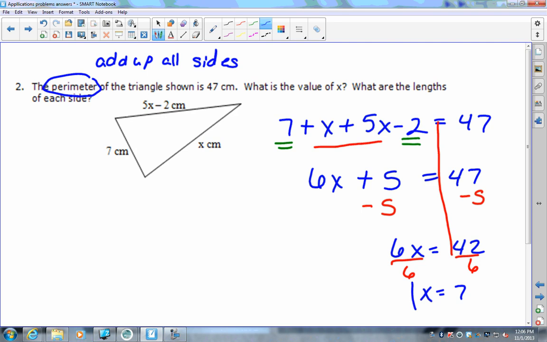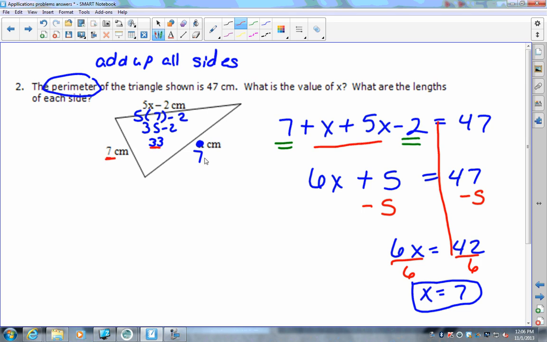All right, so first thing it said was to find the value of x. Then I have to find the lengths of all my sides. Okay, well, this side is just x. Oh, well, that's a 7. This side up here is 5 times x, so 5 times 7 minus 2. 5 times 7 is 35 minus 2. That side is 33.